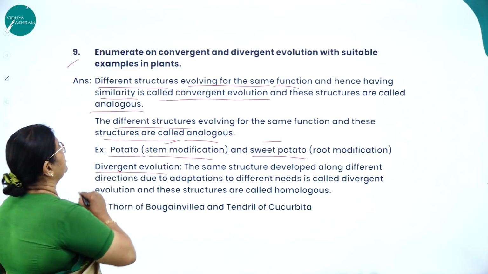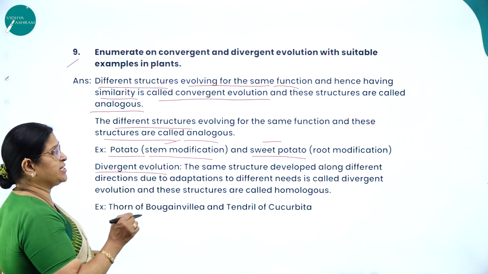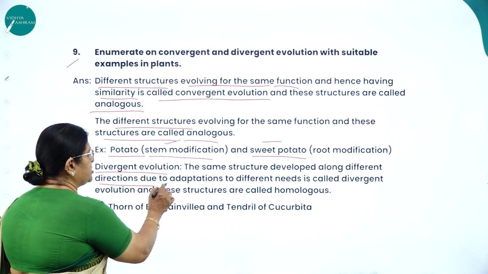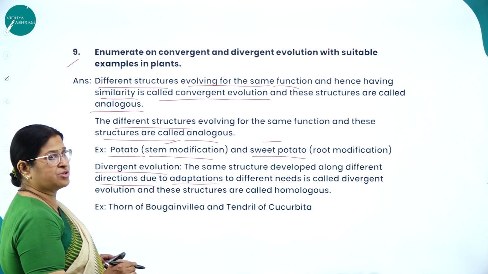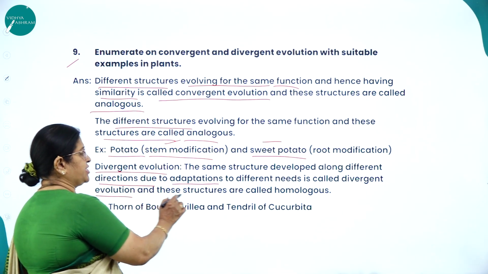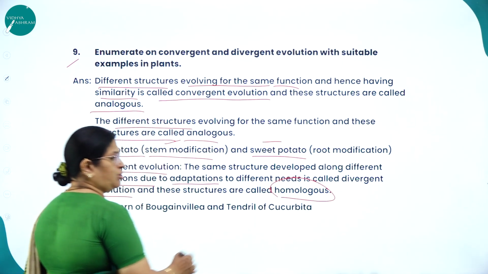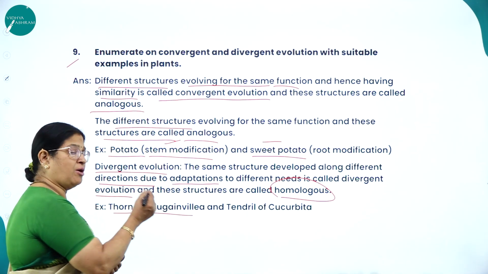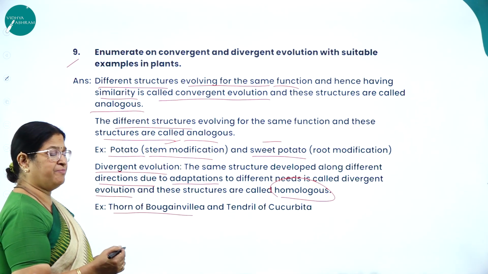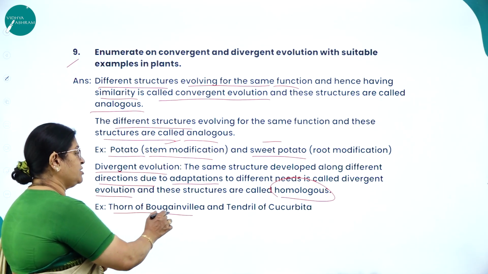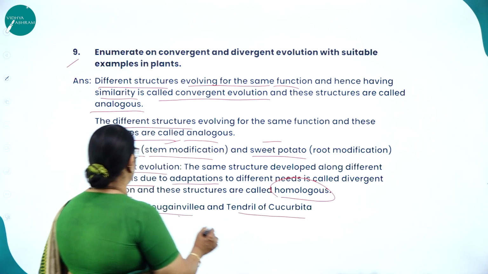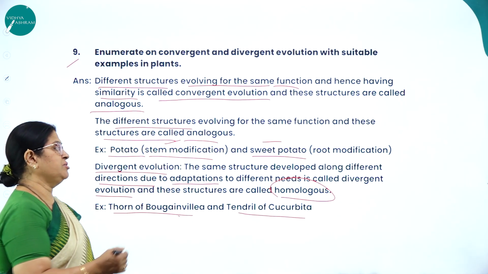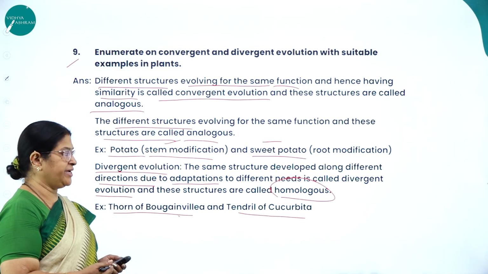What is divergent evolution then? The same structure developed along different directions due to adaptations to different needs is called divergent evolution, and these structures are called as what? Homologous. So what are the examples you are going to give? They have common origin but perform different function. Thorns of bougainvillea and tendril of cucurbita. Thorn for defense, whereas tendril for anchorage.